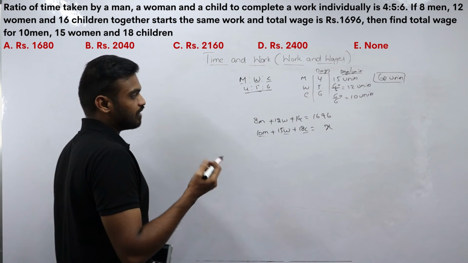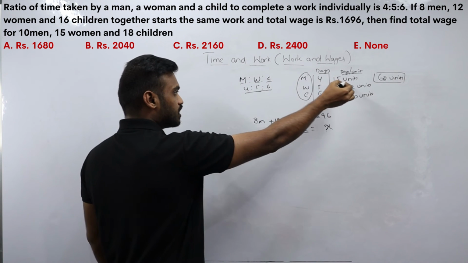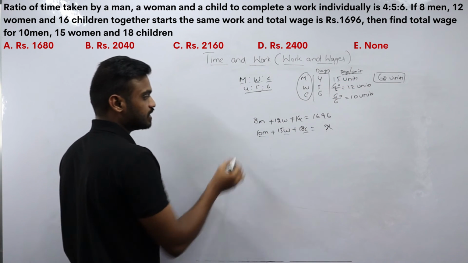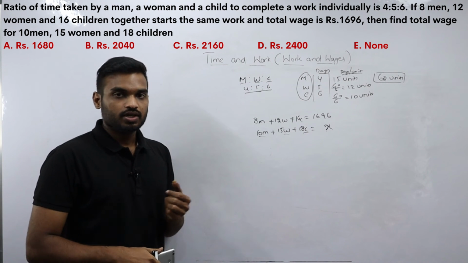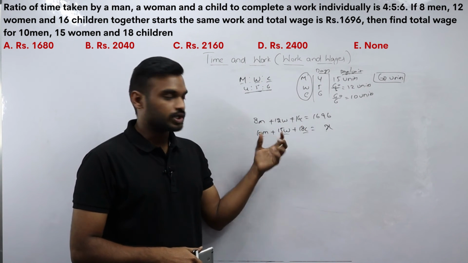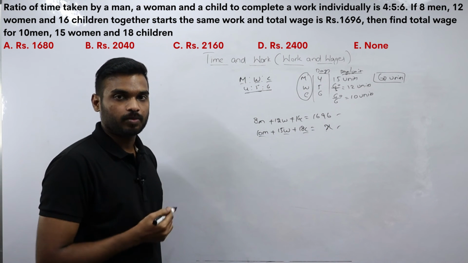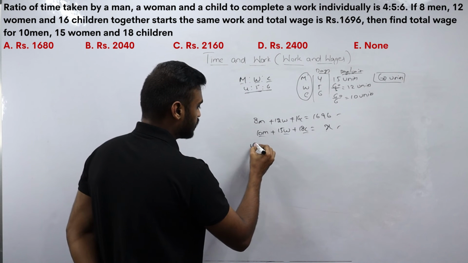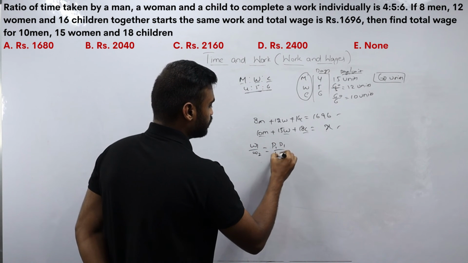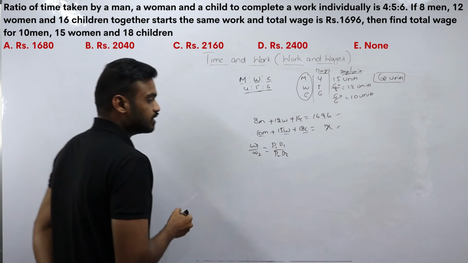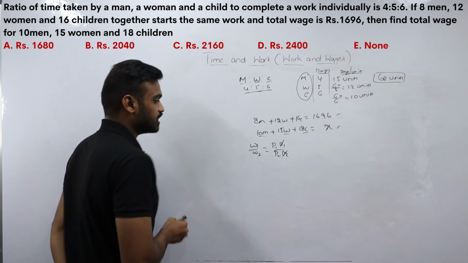Now we already know the efficiency of men, women and children here. So if I substitute all the values, I will get the total wage for 10 men, 15 women and 18 children. This is a chain rule problem. Here the total wage for both scenarios is different, so we use the second formula of chain rule: work 1 by work 2 equals P1 D1 by P2 D2. Here the time taken is the same in both scenarios, so we can simply cancel D1 and D2.